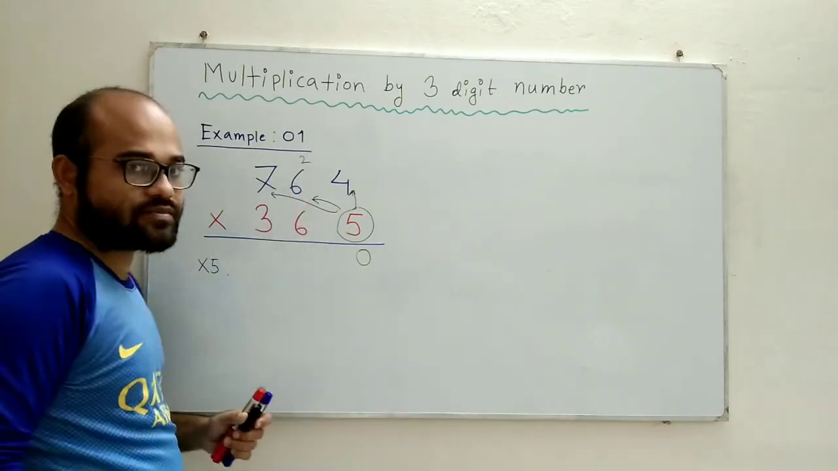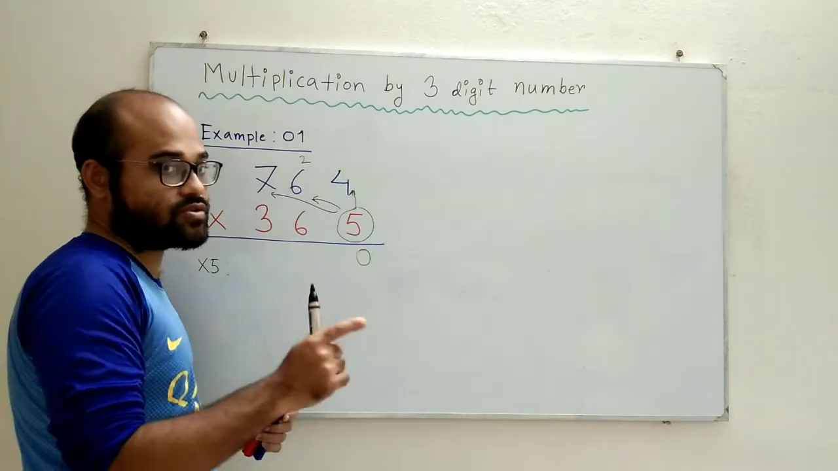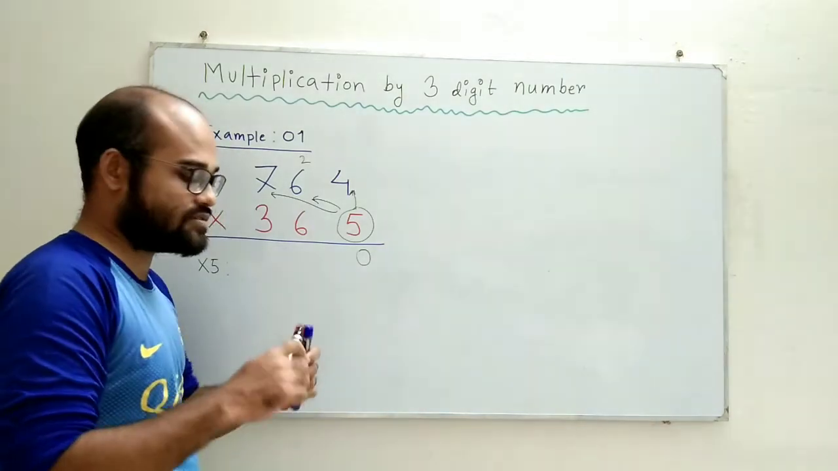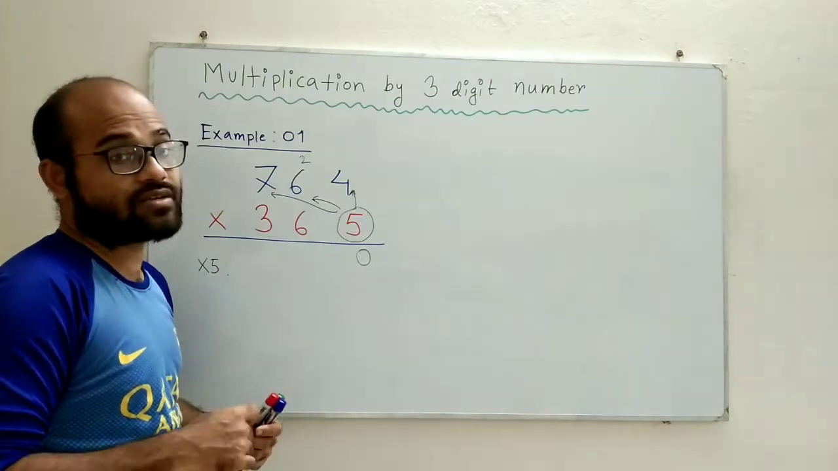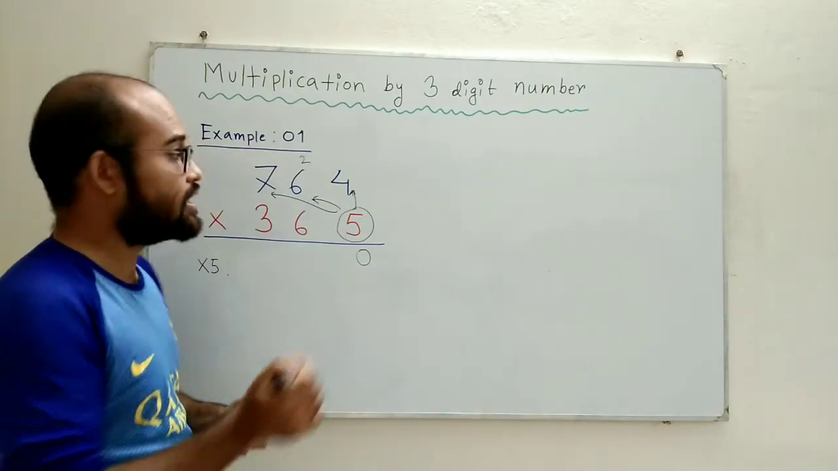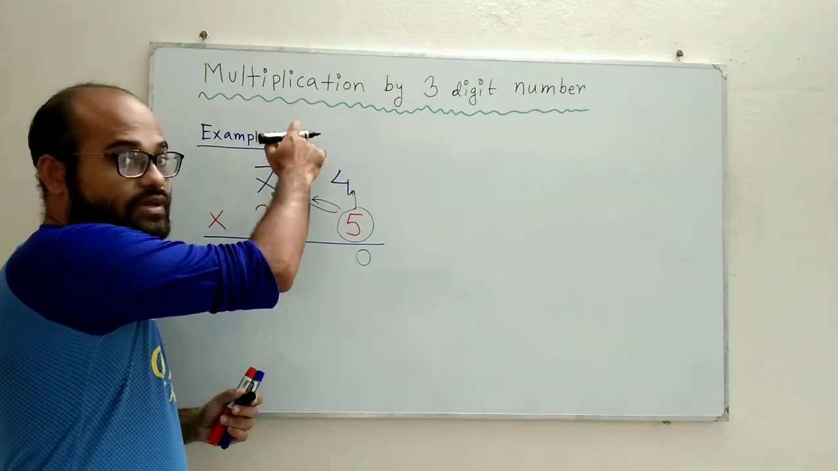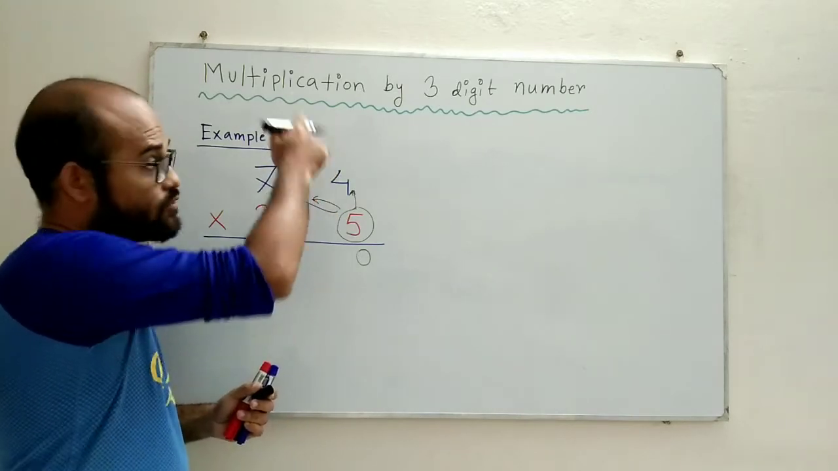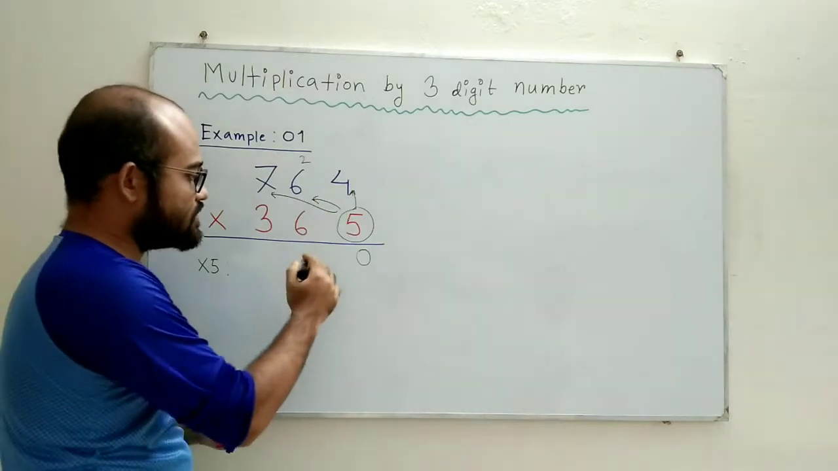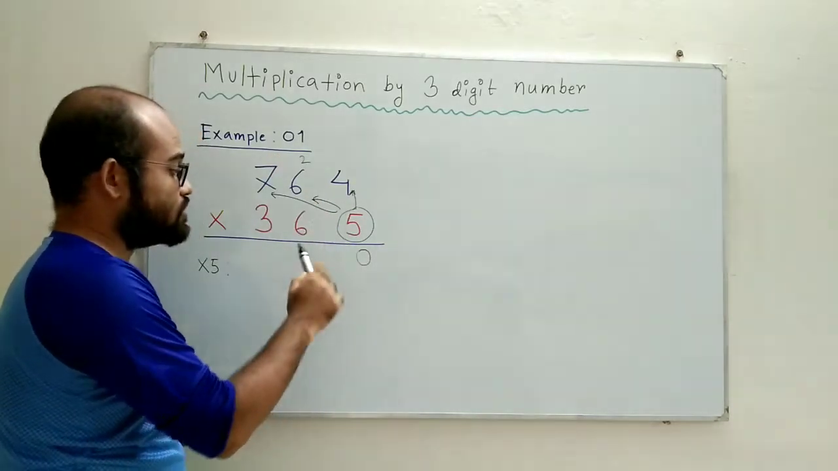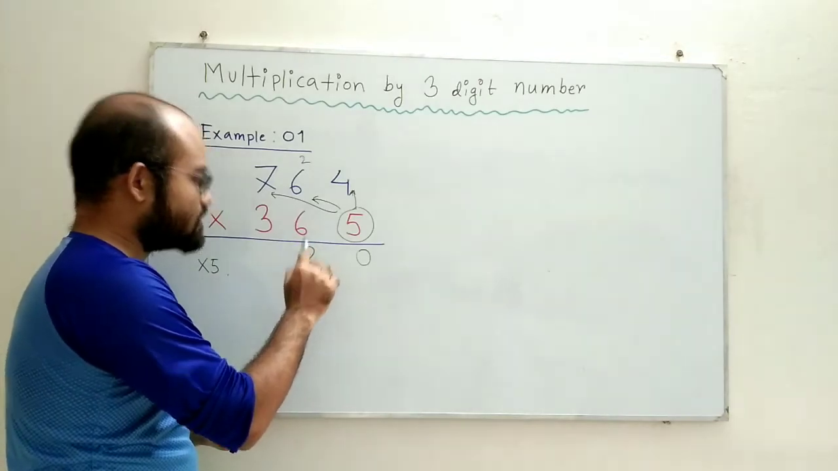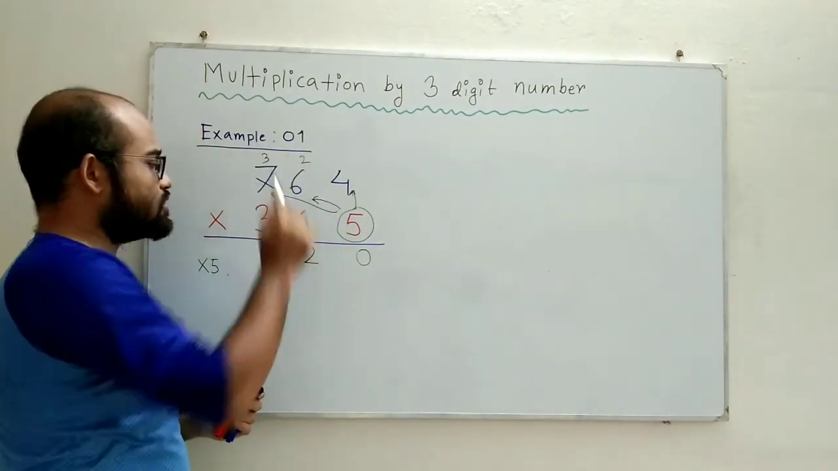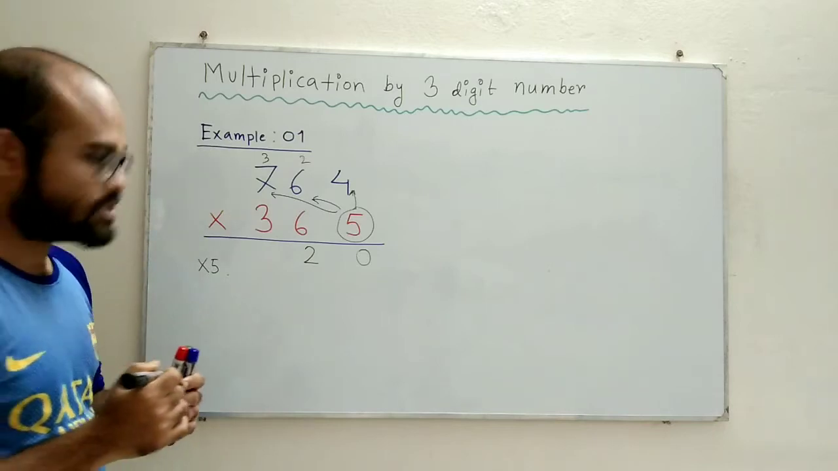So 6 times 1 gives us 6, 6 times 2 gives us 12, 6 times 3 gives us 18, 6 times 4 gives us 24, 6 times 5 gives us 30. But there was a 2 being carried over, so we have to add that 2. So 30 plus 2 gives us how much? 32. So again I will put down 2 and carry 3 over to the head of 7.